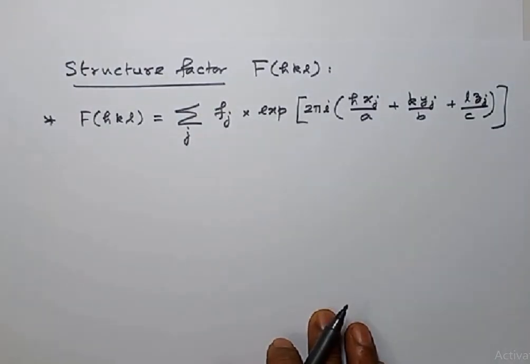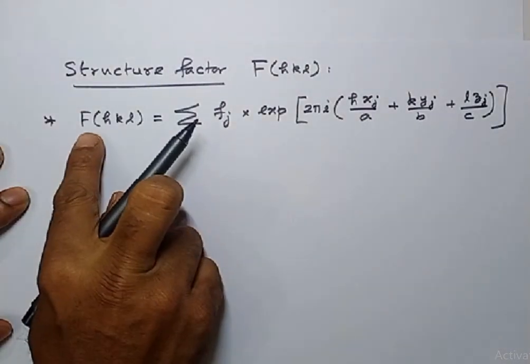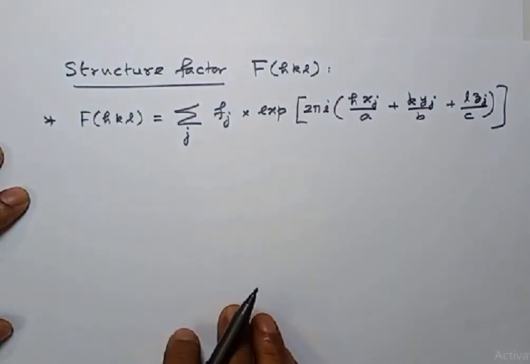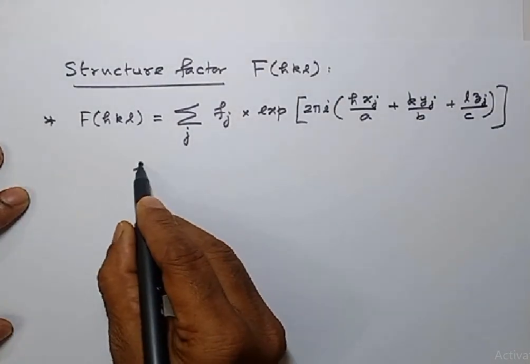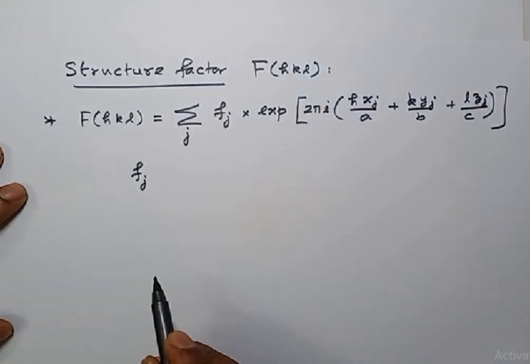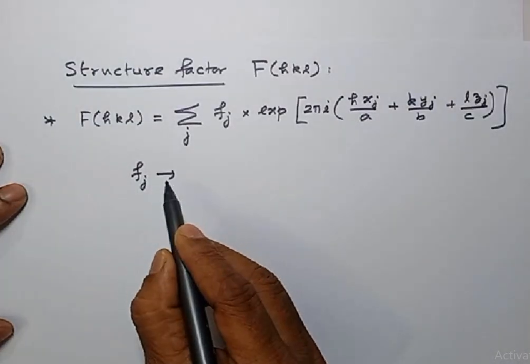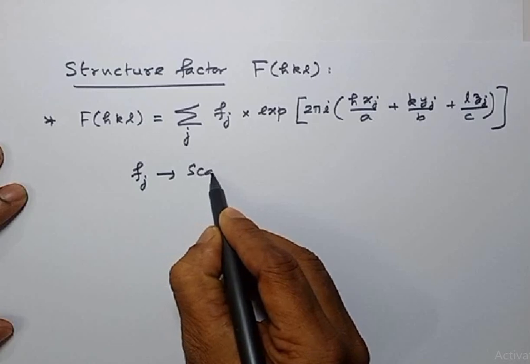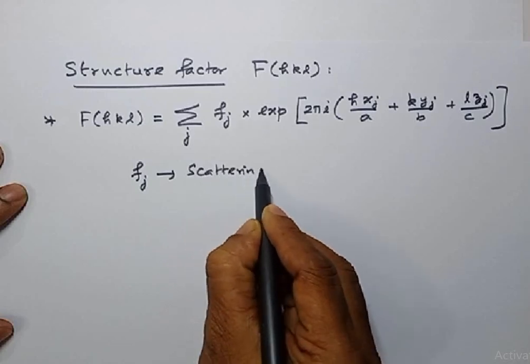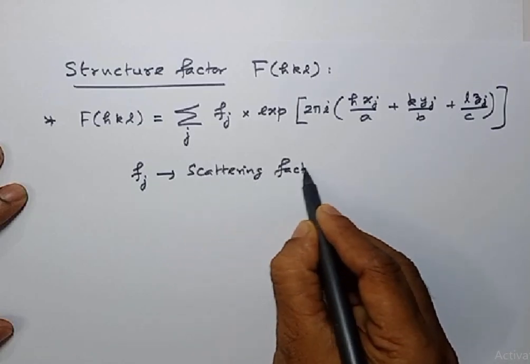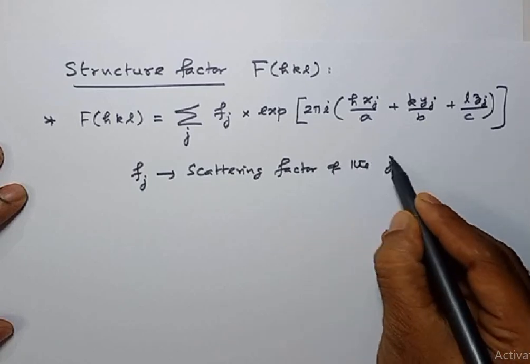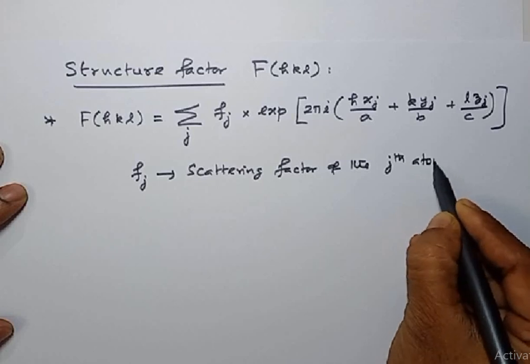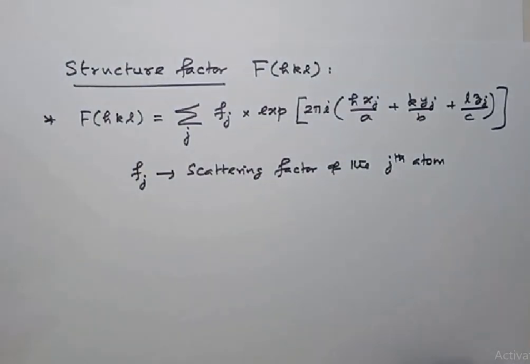Take down. Next point. Here capital F denotes the structure factor for the plane HKL. What is the small f? Small f_j is nothing but the scattering factor of the jth atom. Take down. Scattering factor of the jth atom.